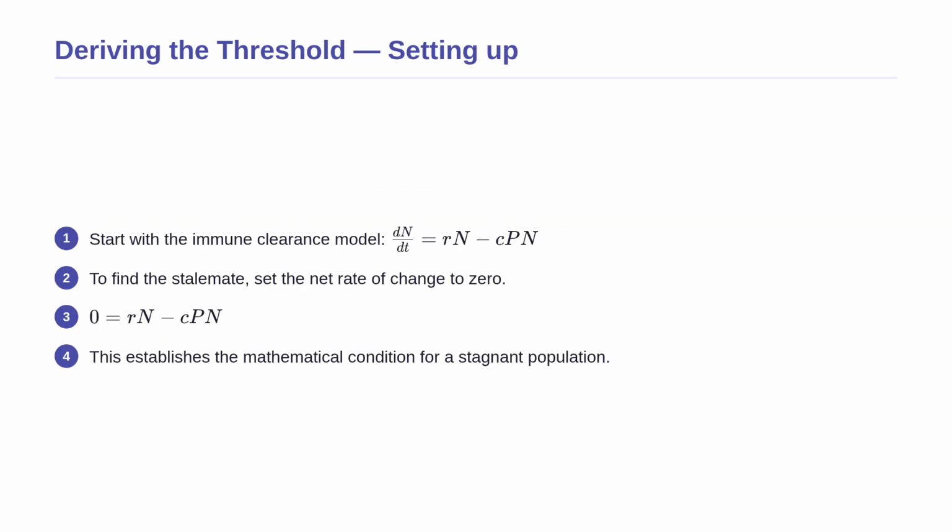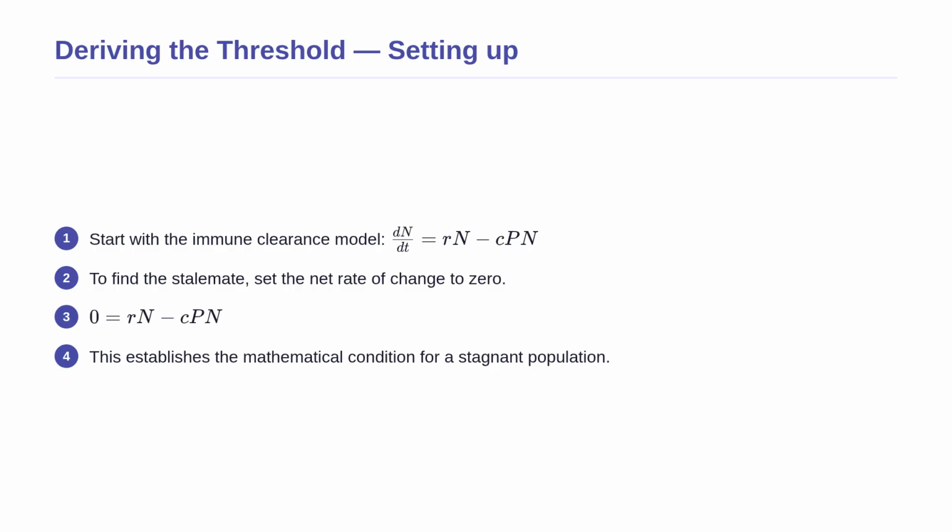Now that we have successfully used the threshold formula, let us understand exactly where it comes from. We are setting out to prove how the biological stalemate translates into our simple equation. We start with our original differential equation for immune clearance, where the rate of change equals R times N minus C times P times N.